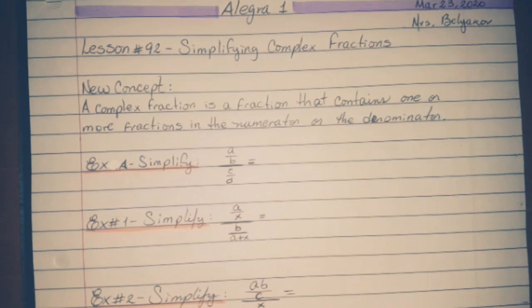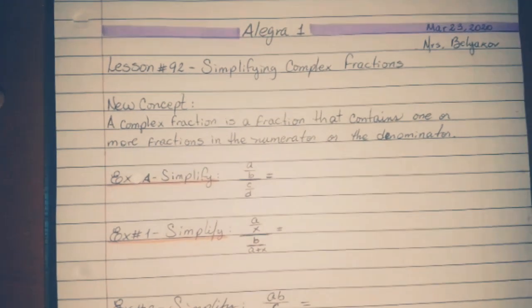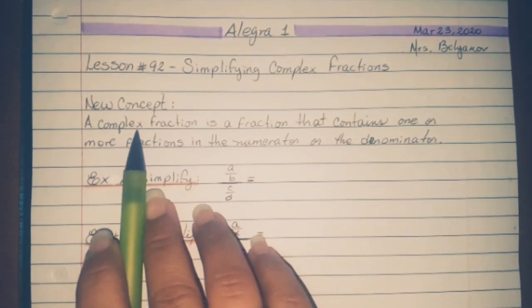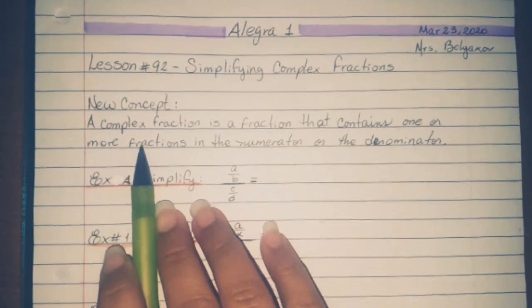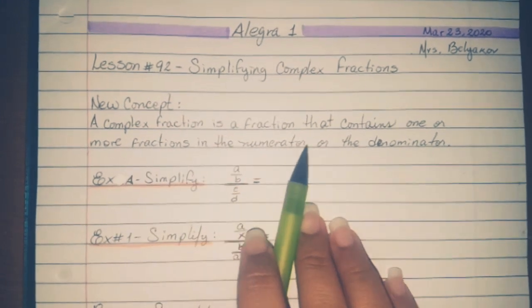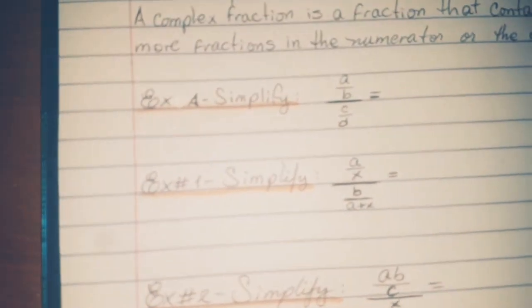Today's lesson is lesson 92, Simplifying Complex Fractions. According to the new concepts in your book, a complex fraction is a fraction that contains one or more fractions in the numerator or denominator. Let's see how it looks.